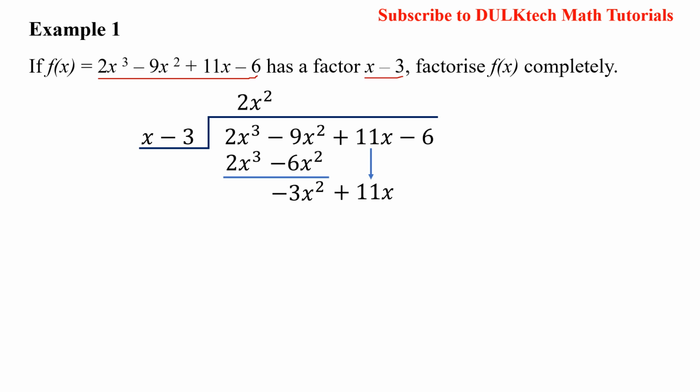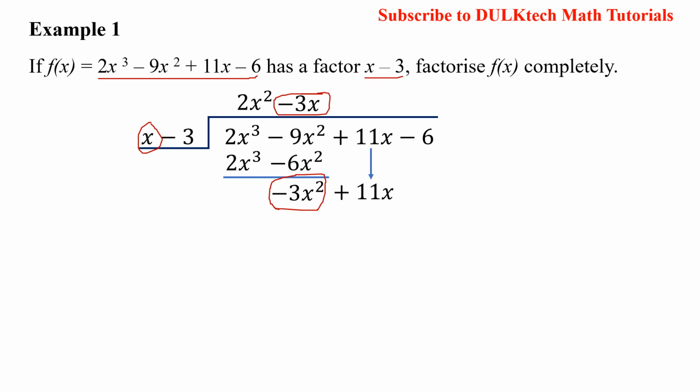Right, then the highest power of x here is 2, which is still greater than the highest power of x in the divisor here. So we are also going to divide this term minus 3x squared by x. So this x into minus 3x squared, we get minus 3x like this. This is now the second term of the quotient.